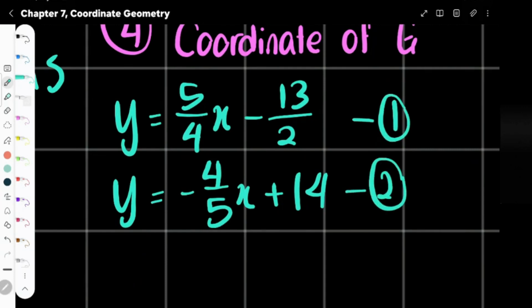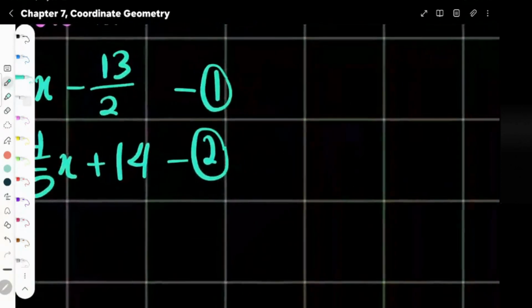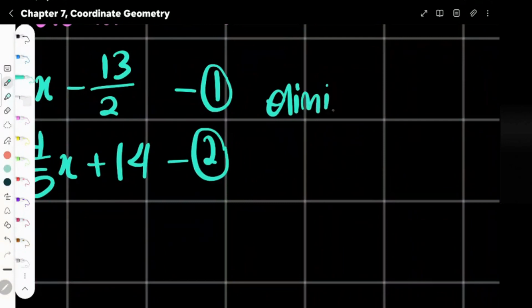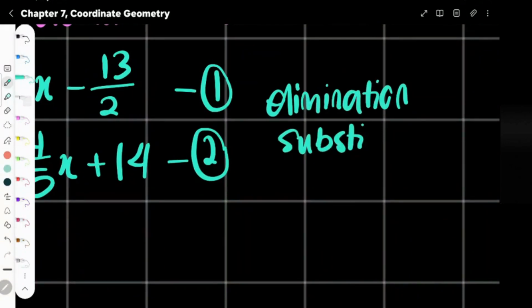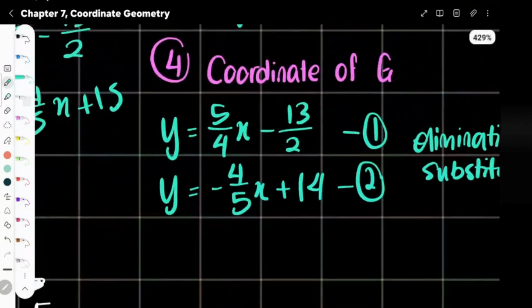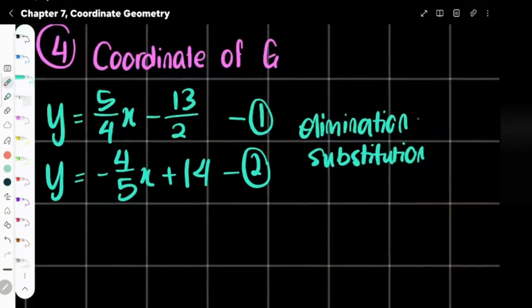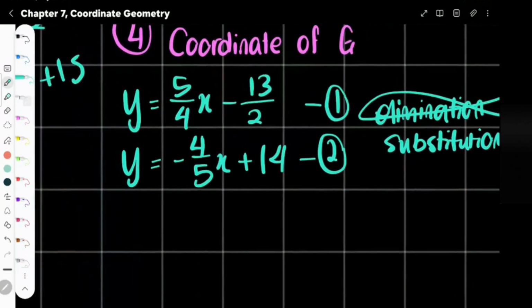In case you do not know how to do this, you probably have to study, but it's very easy. You can either use the elimination method or the substitution method. I prefer the substitution method for this one because there's a lot of fractions. So I'm going to use the substitution method so that we can find the x value and also the y value.